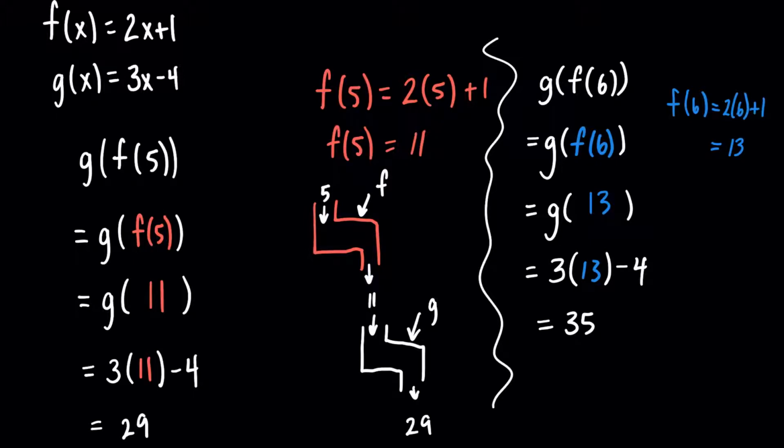So G of F of 6 is 35, because we take 6, put it through the F function, we get a result, which is 13, and then we put 13 through the G function, and we get a result. That's composition of functions. I just want to do a few more examples with you and talk about a kind of weird case where you might look at a graph to figure out an answer.